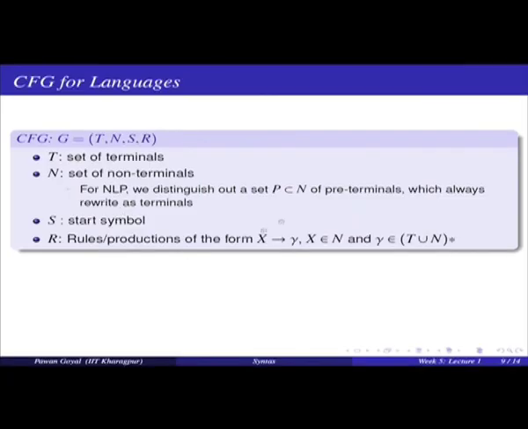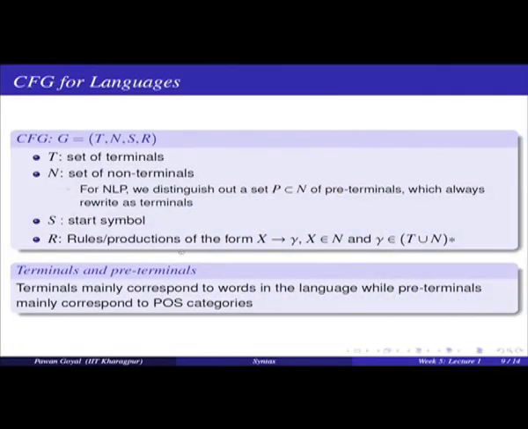And then I have the rules, and they are always of the form X going to gamma. X has to be a single non-terminal, and gamma can be any sequence of terminals and non-terminals. That is the constraint that we see in the case of context-free grammar. So this is the quadruple, and we are also seeing a pre-terminal, that is a subset of non-terminals.